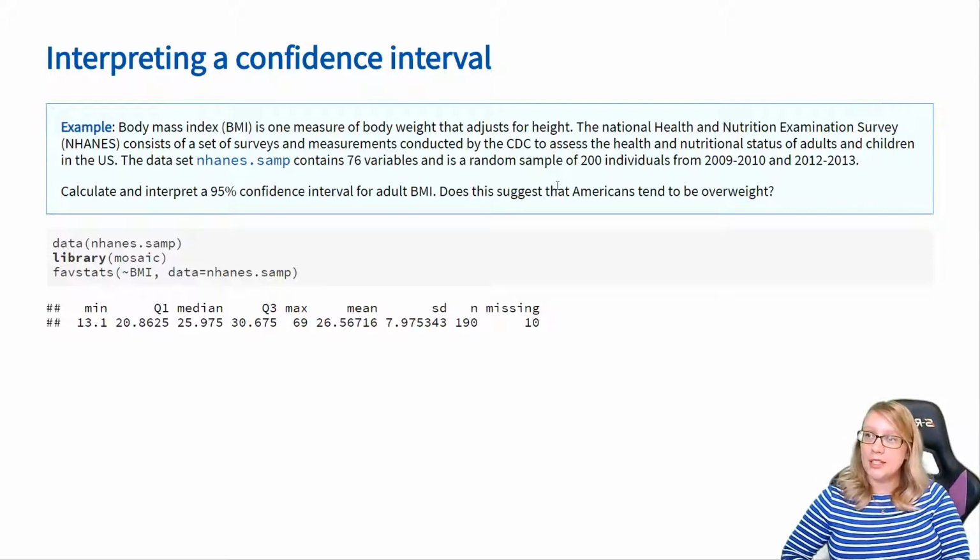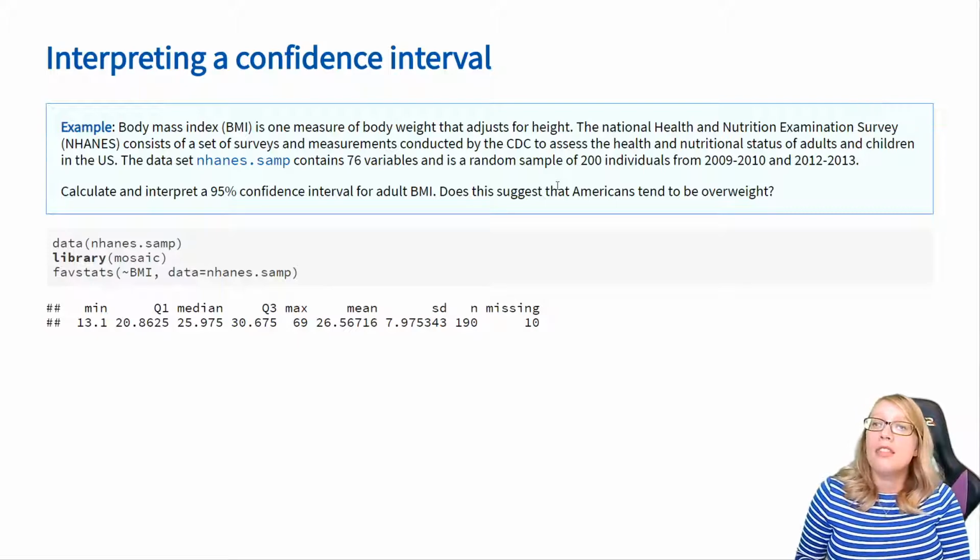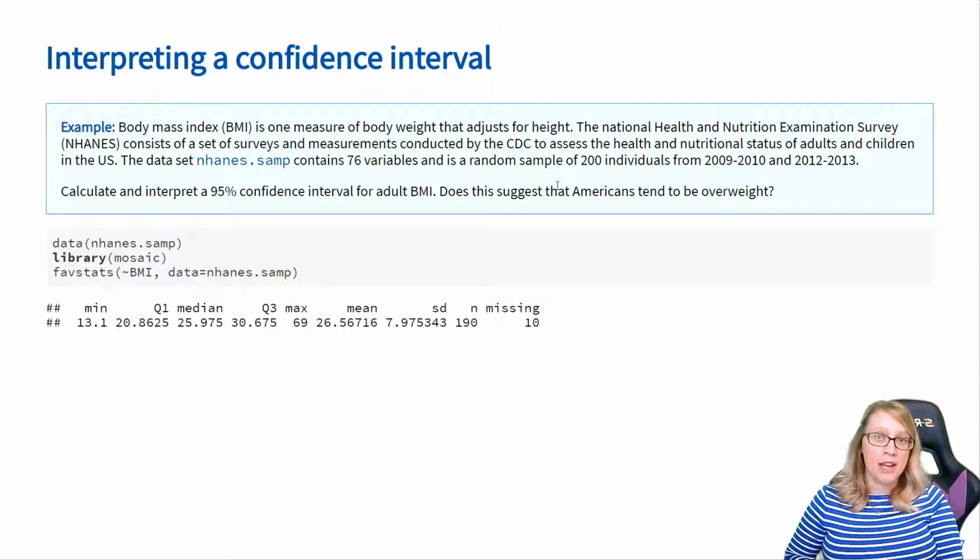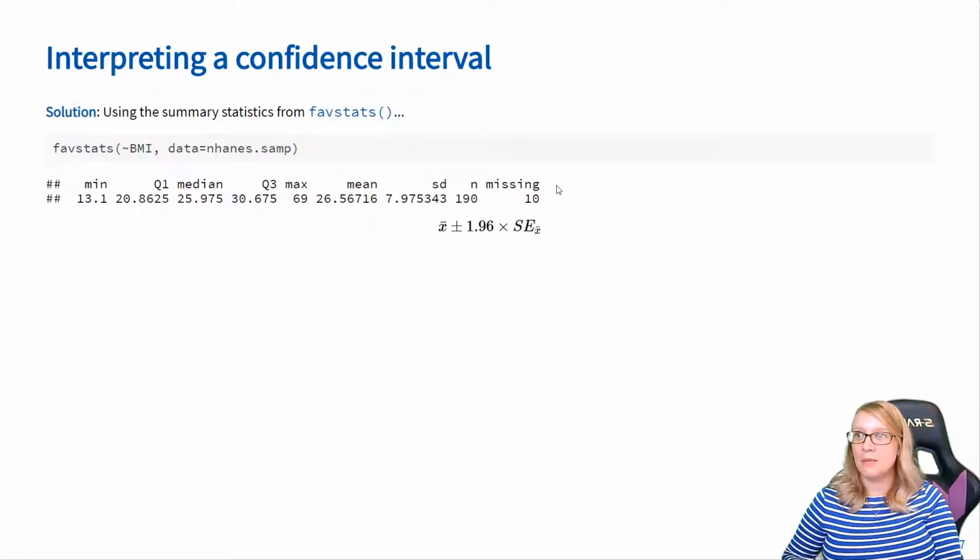So here you can see what I've done is load the data set. This data set is called nhanes.samp. I'm using the mosaic library to find the favstats function. I want to see how BMI, as my target variable, changes. The mean BMI, or the average BMI in this data set, is 126.57, so that's my sample mean. My standard deviation is 7.98. There are 190 observations here, 10 are actually missing.